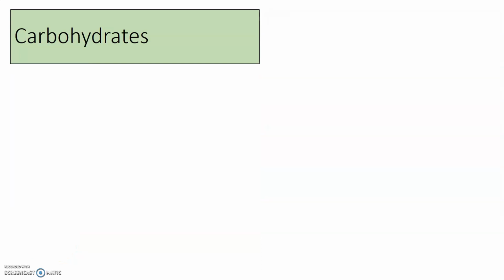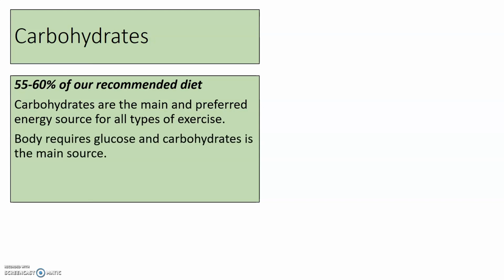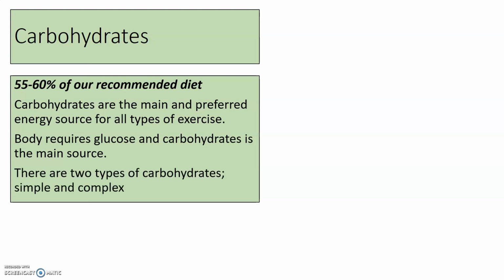So let's look at the first one, carbohydrates. The main bulk of our balanced diet will be coming from carbohydrates, so between 55 to 60% of our recommended diet. Carbohydrates are the main source of energy for all different types of exercise. When we consume carbohydrate, our body requires glucose, that's the energy that we require for when we move, for when we exercise, and carbohydrates provide this for us.